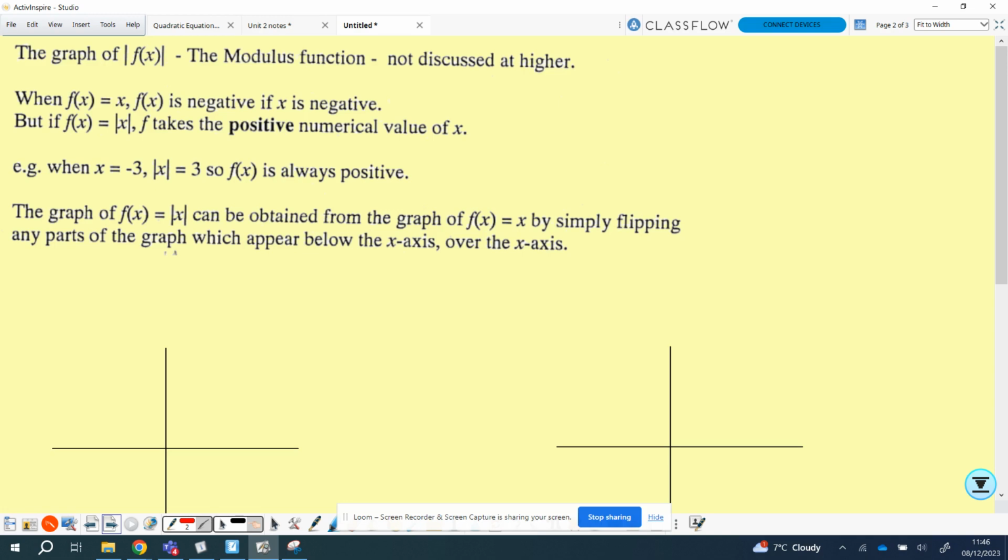Okay, so for example, if on the original graph we've got, say, a function that reaches the value negative 3, then the modulus of that, we wouldn't take the negative, we would then change that to positive 3, we'd rate it as positive.